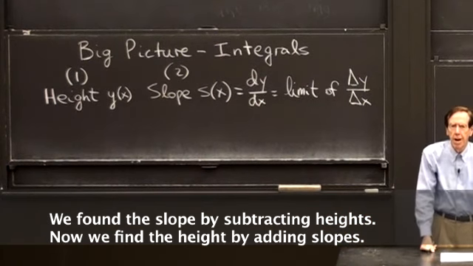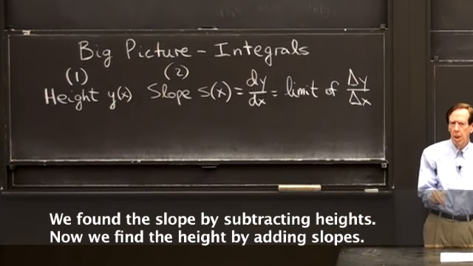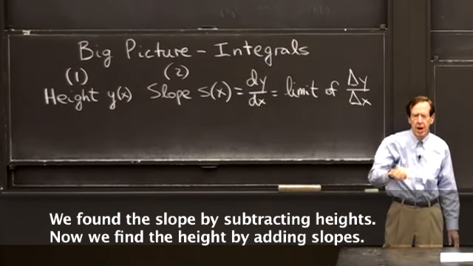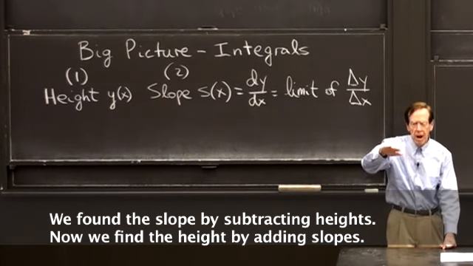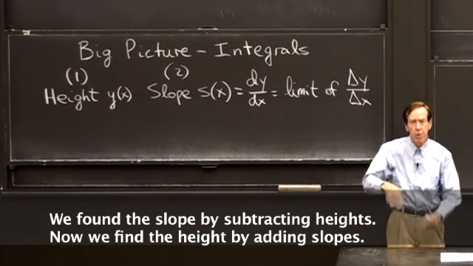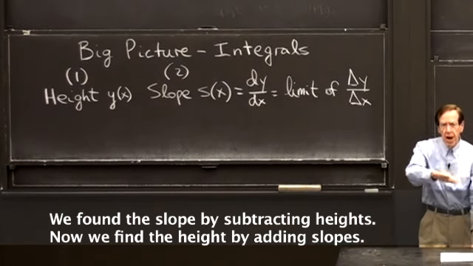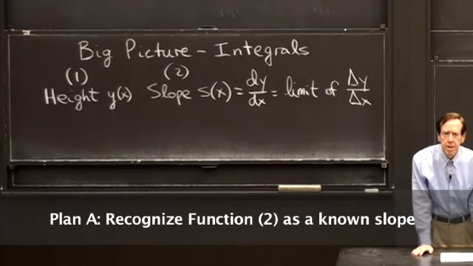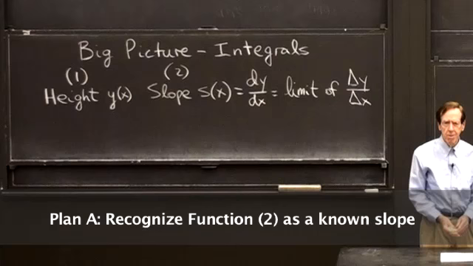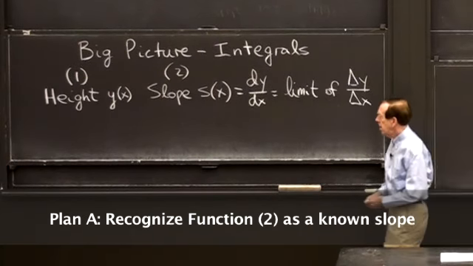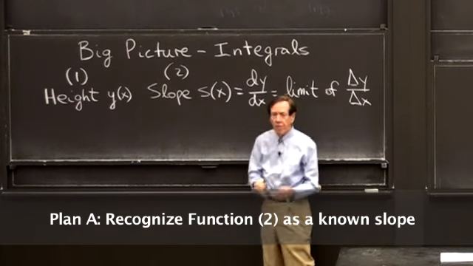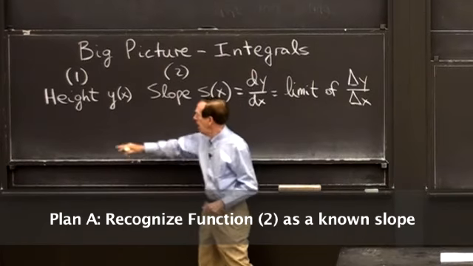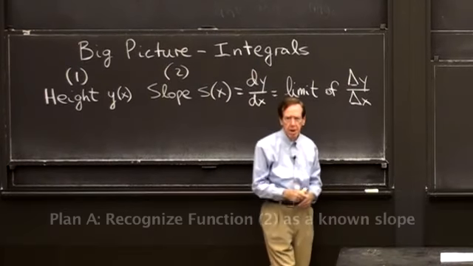Today, we're going the other way. We know the slope. We know s of x, and we want to find the height y of x of the graph. We know how the graph is sloping at every point, and we have to put all that information together to find its height. Okay, let me say the easiest way to do it when it works is to recognize, if we're given a formula for the slope, maybe we know a height that goes with it. Let me take an example.